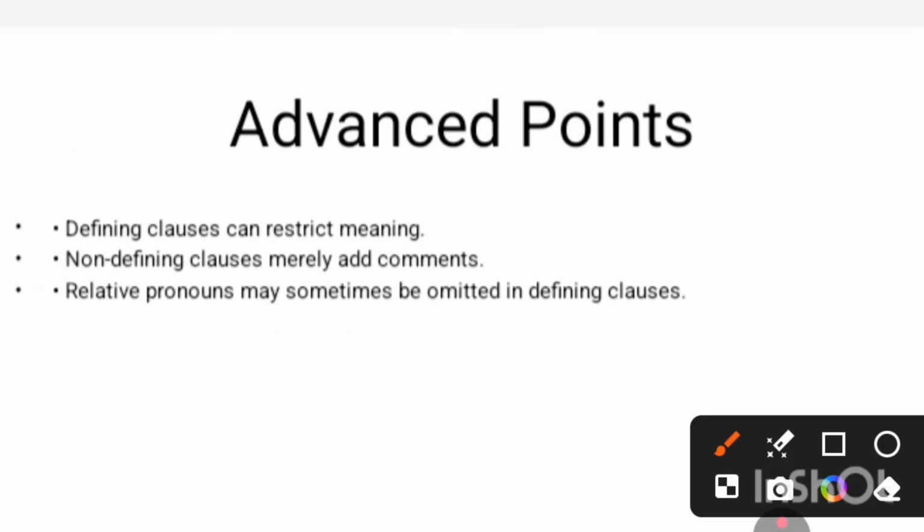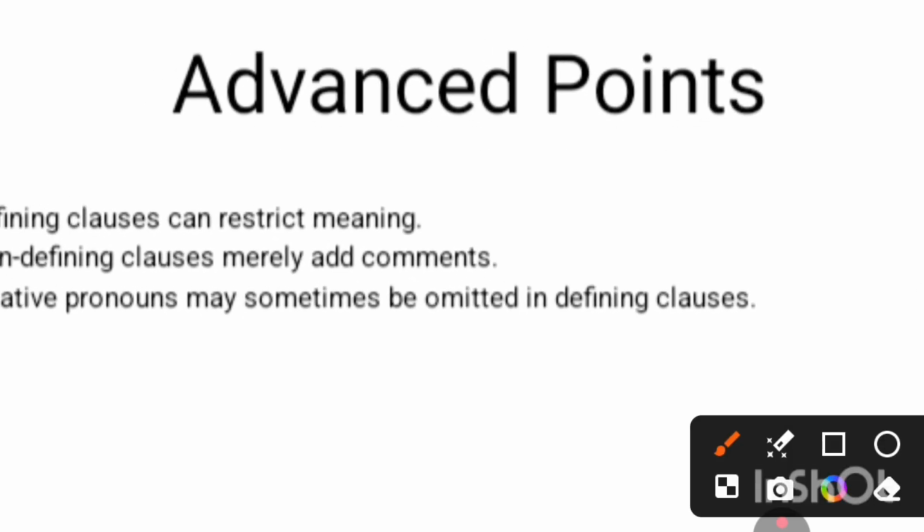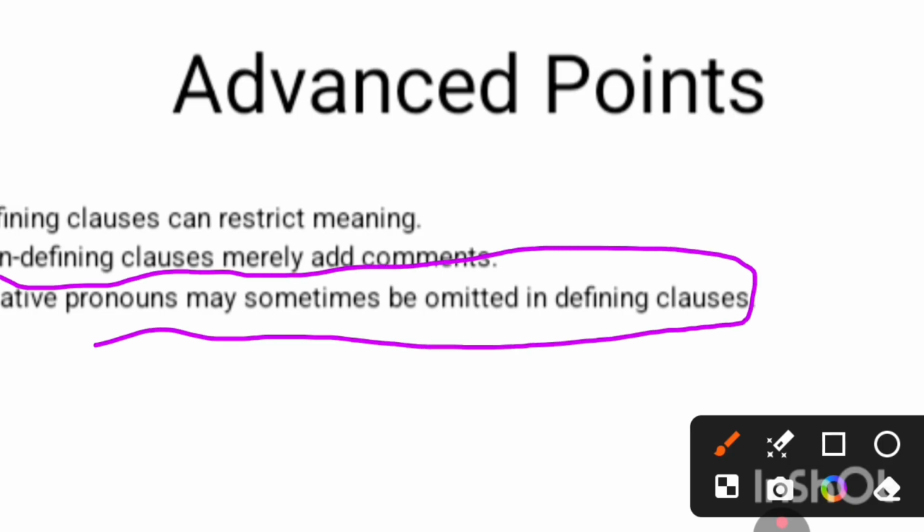And some extra points about this usage. Defining clauses can restrict meaning. Restrict meaning means it is very much essential. It identifies the subject. Friends, I think you can understand. Non-defining clauses merely add comments. Relative pronouns may sometimes be omitted in defining clauses. Friends, one thing: in a defining clause we can omit the relative pronoun, but we cannot omit the relative pronoun in non-defining clauses. Friends, we have to keep it in mind always.